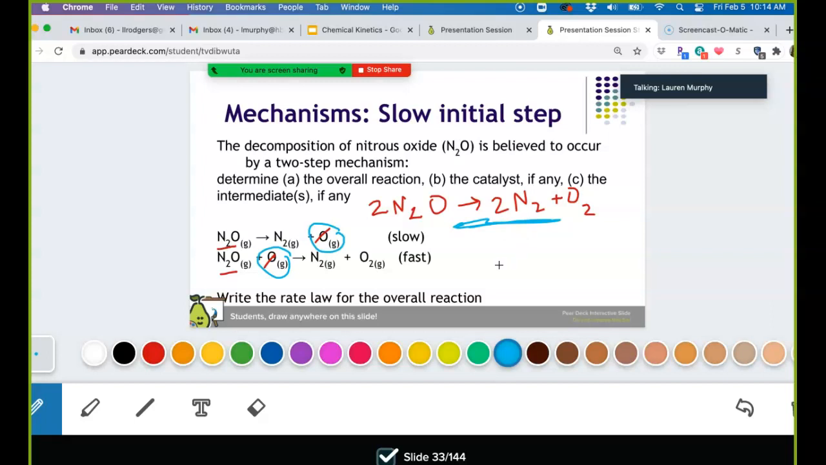And now we're going to write a rate law. So you find your slow step because the rate of a reaction depends on the slow step, and you write rate equals k. And this is my only reactant in my slow step. So this is the rate law. Rate equals k times the concentration of N2O. That's it.